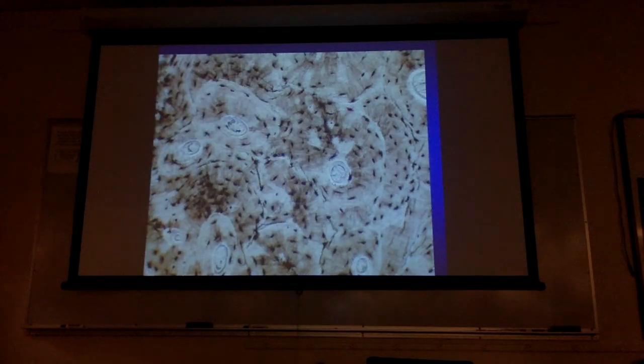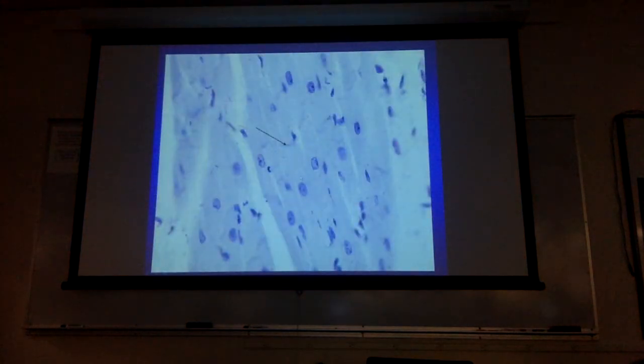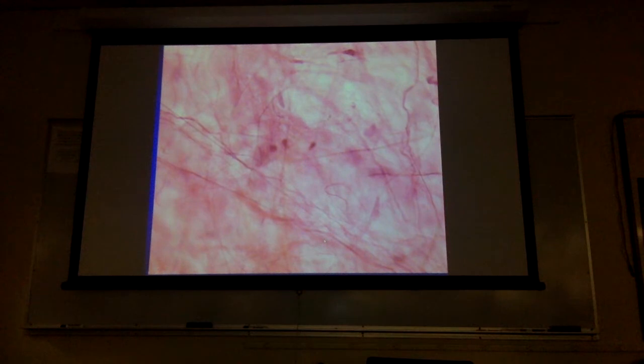What's this? Bone. What's this? Central canal. What's this? Osteocyte. And what are the rings? Lamellae. Good. Okay, what's this? Cardiac muscle. And what's this? Intercalated disc. Great. What is this? Connective tissue. Elastic connective tissue. It's areolar connective tissue.